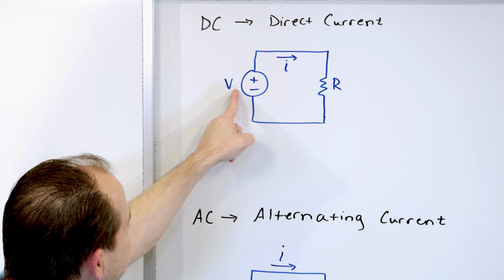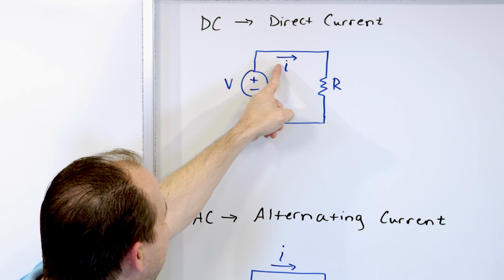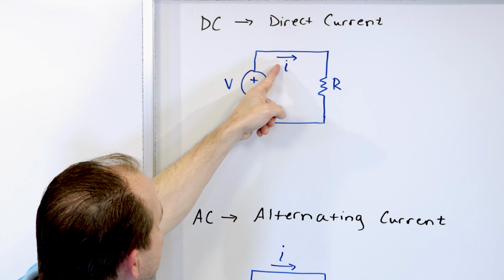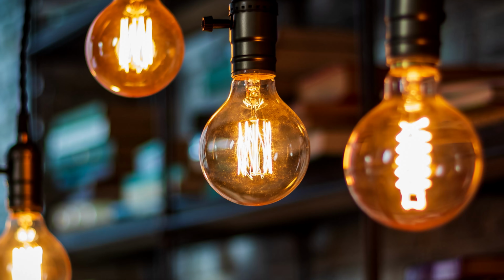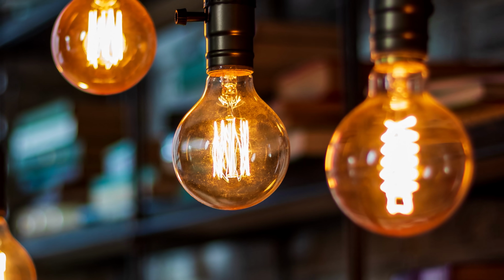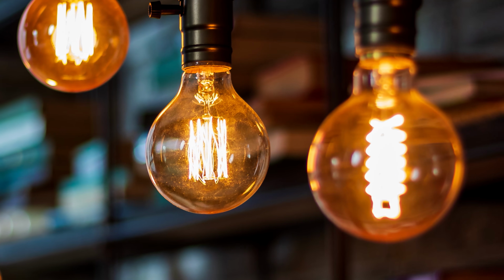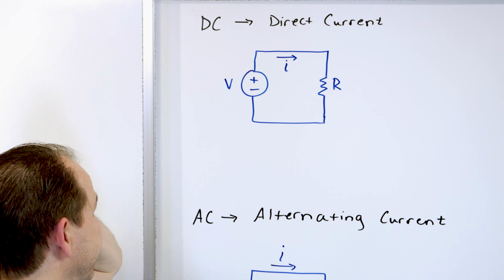So we have this voltage source, which is pushing the electric current out, which we call I, and then that flows through resistances. This could be a light bulb, this could be wiring in a home, anything like this. And then it makes a closed loop back with the voltage source.